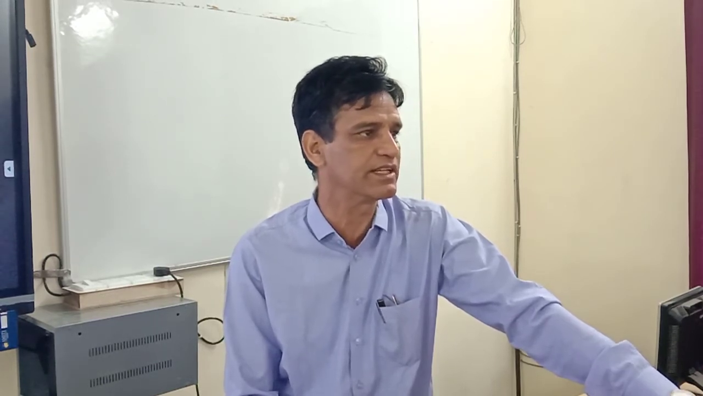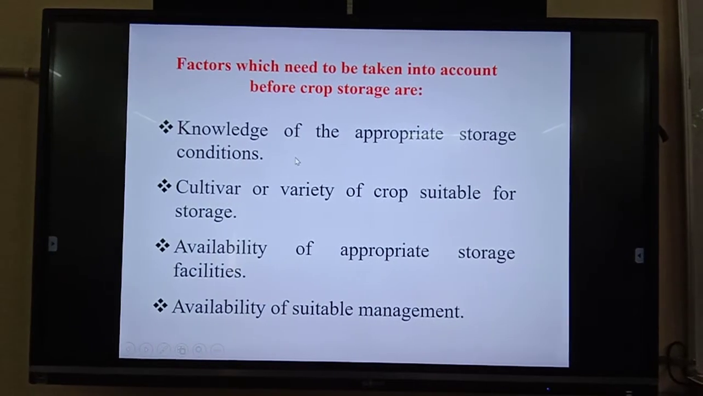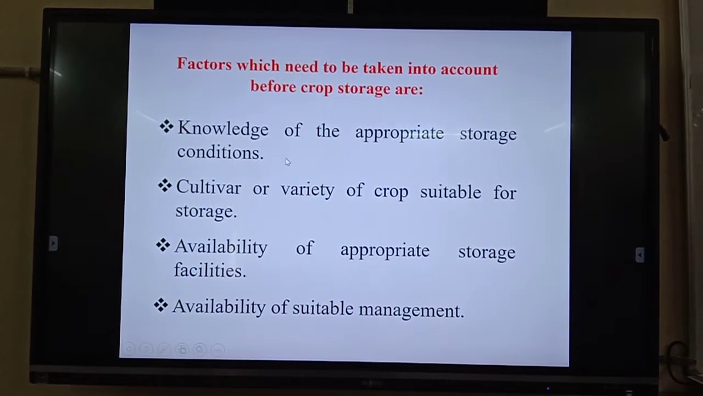As I told you, we have to keep banana and mango at more than 10 degrees centigrade and less than 13 degrees centigrade. But some crops, like apple, we can also keep at 0 to 4 degrees centigrade. So we have to know which type of fruit and vegetable we can keep at which temperature. The other thing is the cultivar or variety which is suitable for the storage.